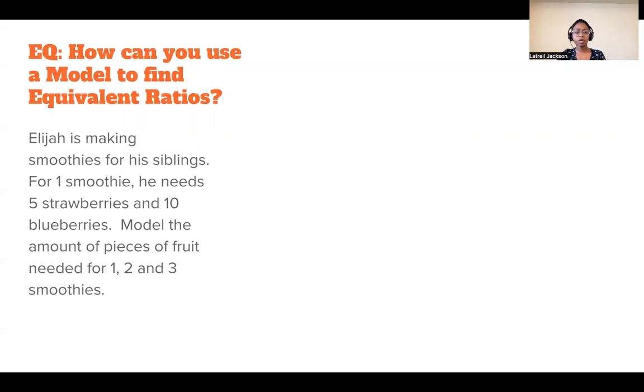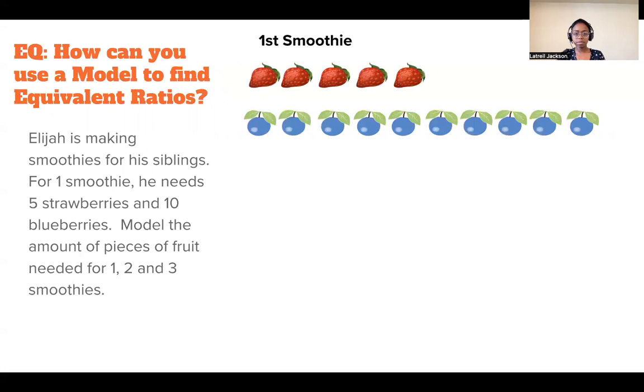And here is a question that we can apply that to. Elijah is making smoothies for his siblings. For one smoothie, he needs 5 strawberries and 10 blueberries. Model the amount of pieces of fruit needed for 1, 2, and 3 smoothies.